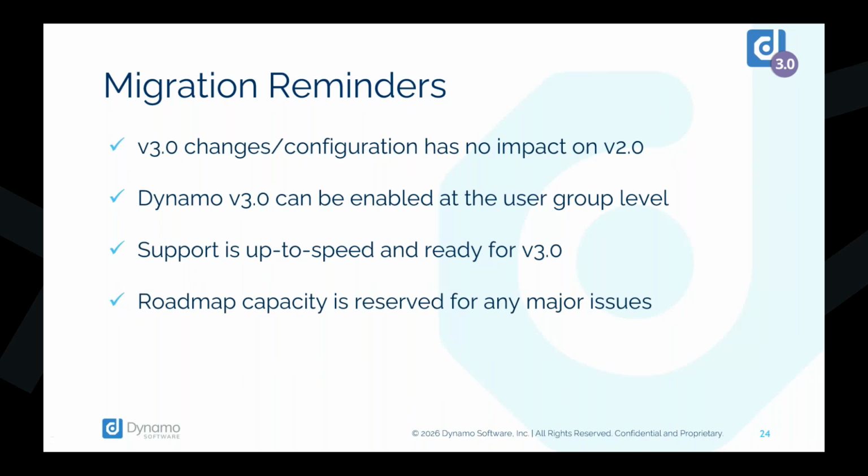We are reserving in the product team roadmap capacity for any major issues. So if we were to find any defects in 3.0 or any problems that we haven't been able to identify yet, despite our rigorous testing, there is capacity reserved and a full release schedule to be able to get those fixes pushed out as quickly as possible.